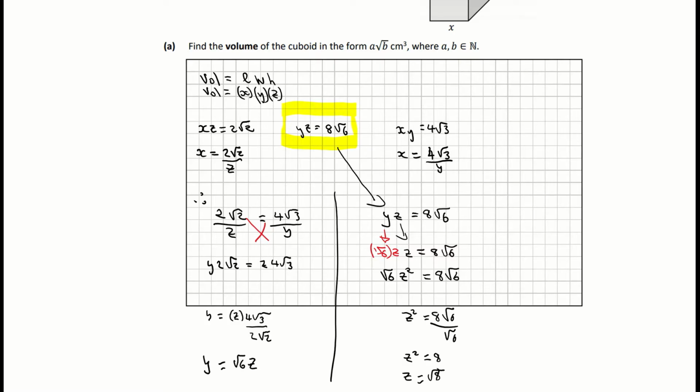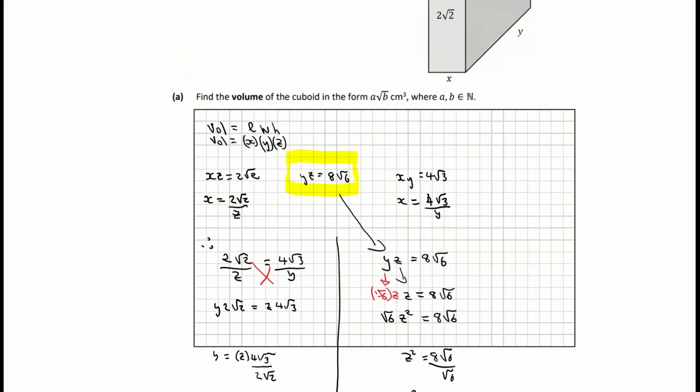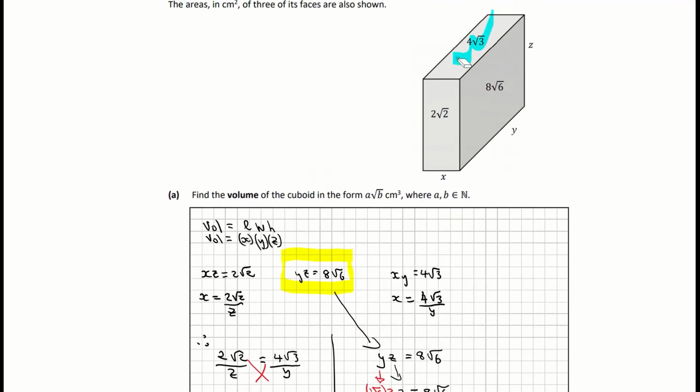So we now have the value of one of our sides. Now you can write that as 2 root 2 if you want. It's all the same. I'm just going to leave it there as root 8. So I'm going to come back up to my picture now. So I have found my Z to be root 8. So I'm just going to mark that in here. So I have Z as root 8.